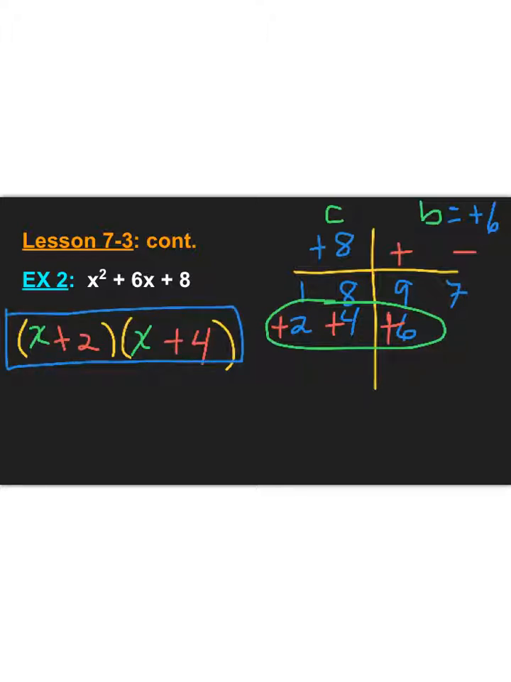And again, if you remultiply, x times x is the x squared. X times 4 is 4x. Distribute the 2. 2 times x is 2x. The 2x and the 4x are going to add to give you 6x. And 2 times 4 is 8. Okay, so that should finish that, and we are moving on to the next problem.